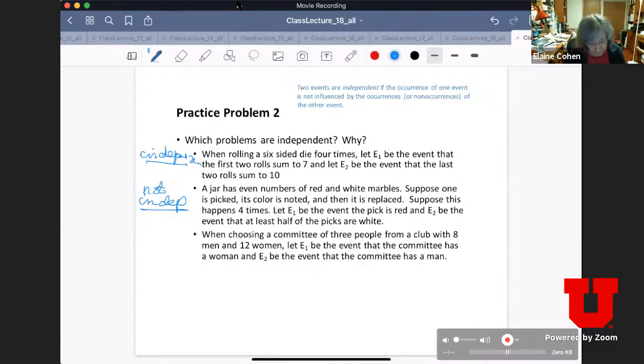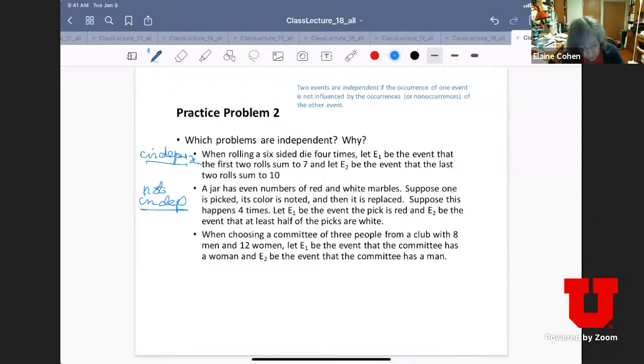Okay. So why are they not independent? Because if the first one is red, then 2 out of the 3 next picks have to be white in order to get at least half. 2 out of the 3 or 3 out of the 3. Whereas if the first pick is not red, if it's white, then you only need 1 out of the next 3 to get at least half. So the probability differs depending upon the result of the first pick.